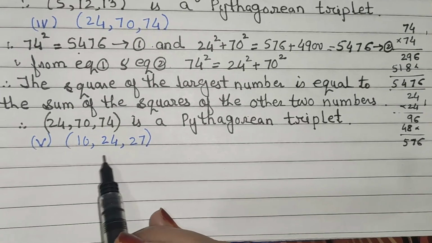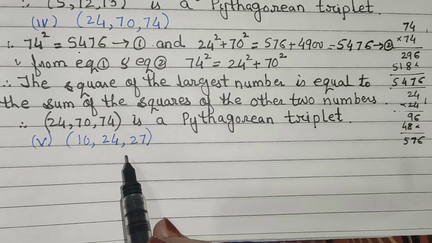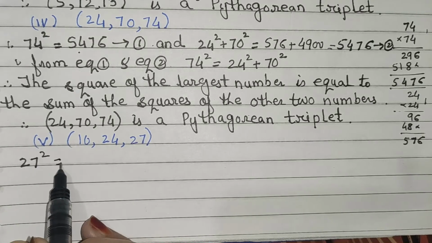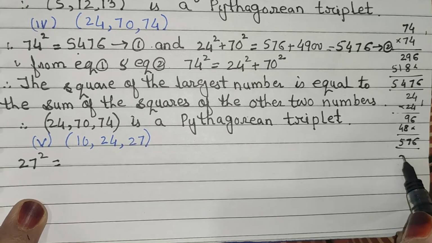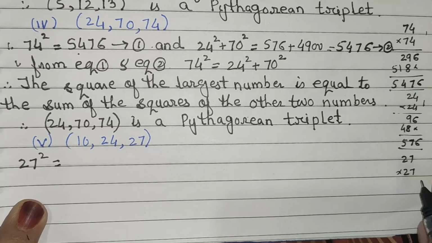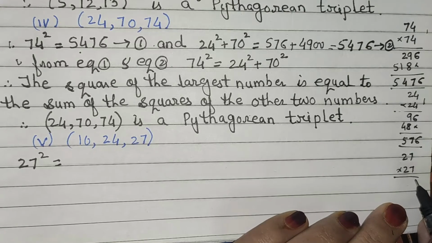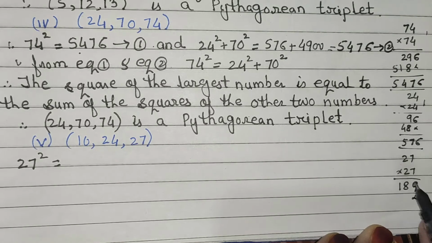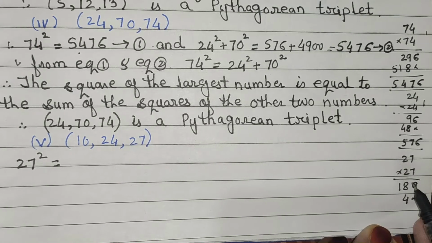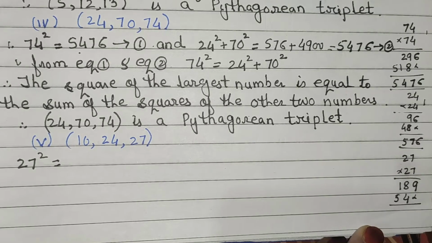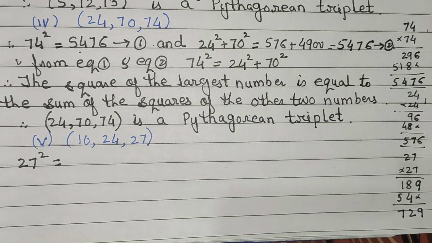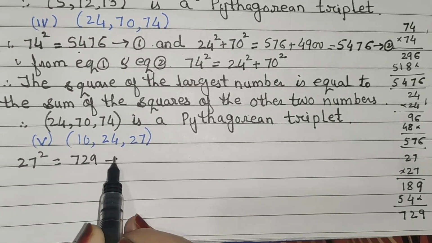Now next number is 10, 24 and 27. Now here the largest number is 27. First find out 27 whole square. Now doing rough work here. Multiply 27 by 27. 7 7s are 49, 9 carry 4. 7 2s are 14 plus 4, 18. 2 7s are 14, 4 carry 1. 2 2s are 4 plus 1, 5. Now we get 9, 8 plus 4, 12, 2 carry 1, 7. 729. Give it equation number 1.